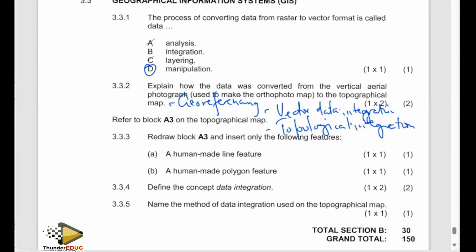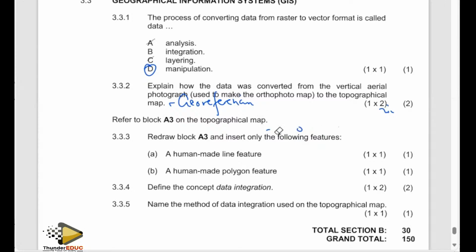Those are some of the methods that can be used to transpose that data, to change it, to manipulate it to another form, coming from an aerial view photograph, which is the orthophoto, to convert it to a topographical map. Or you can also use what we call data correlation. Those are some of the techniques that can be used to ultimately transpose the data or to change it from one format to another. Right, moving on to the next question.